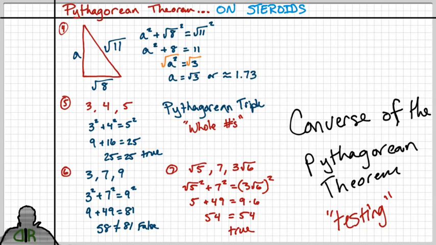So those are the two different tasks. You're either going to find a missing side length like we did up here, okay, and what it might be, and then also we're going to be using the converse of the Pythagorean theorem to see if it is true or not, okay?